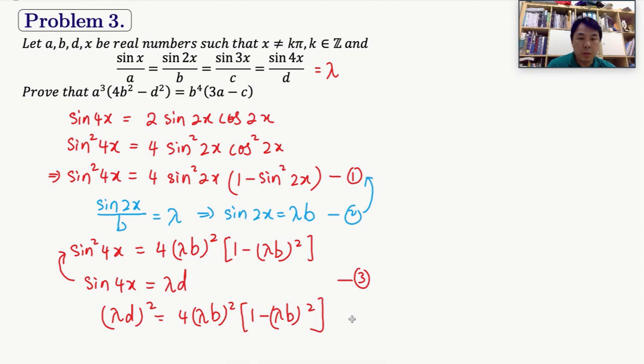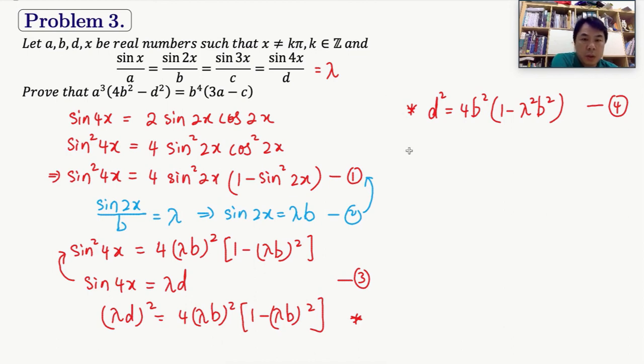And then simplifying this, I'm going to simplify this one over here, so it's easier to refer. So from here we can rewrite that as d square equal to 4b square times 1 minus lambda square b square. Now that will be one of my quite important equations here, so I'll label that as number 4. Okay, now we are almost there. And then next we can perform the same procedure here.